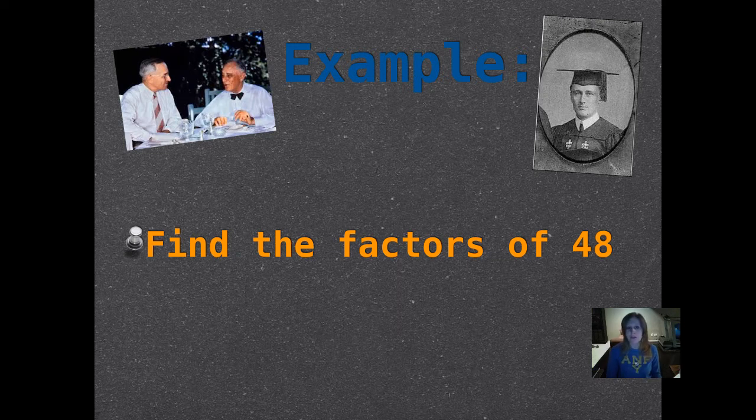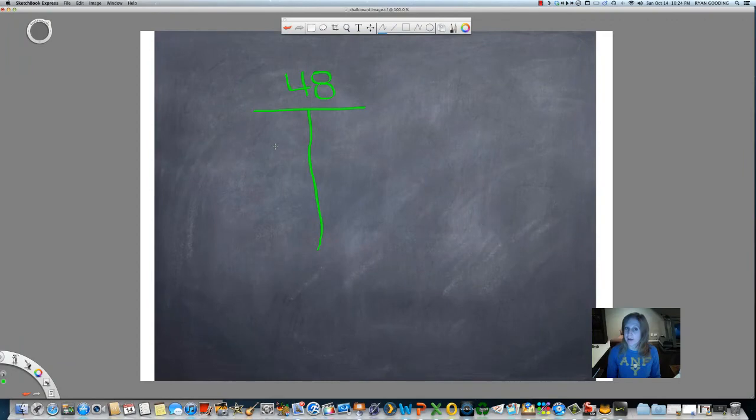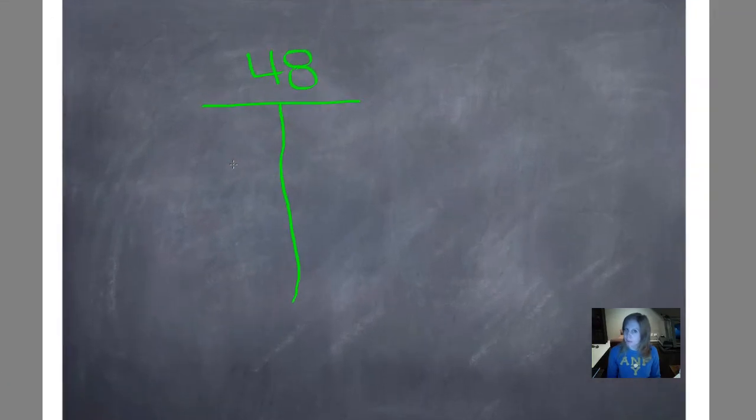So we're going to use a T-chart to find the factors of 48. We're also going to use those divisibility rules. Make sure you write everything down that I write down so that you have an example to follow on the practice problems. So I've written the number 48 on top of a T-chart. Can you guess why that's called a T-chart? Looks like a giant T, doesn't it?